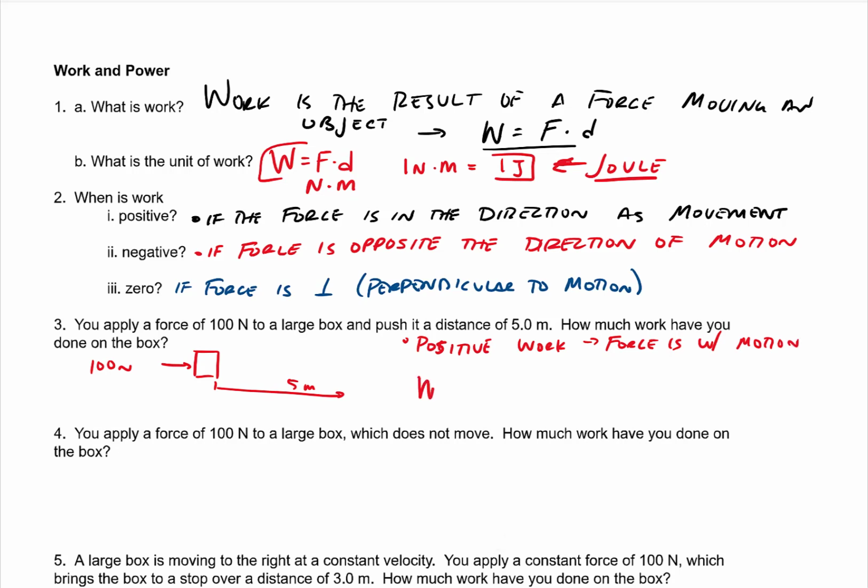So our work done here is the force times the distance. So that's 100 newtons of force times 5 meters. That gives us 500 newton meters or 500 joules. That work is positive 500 joules.